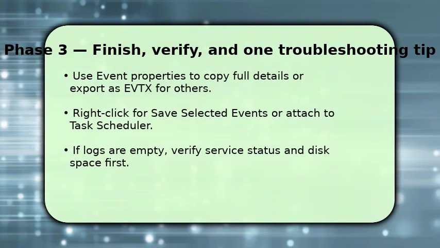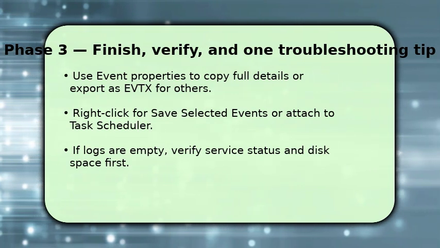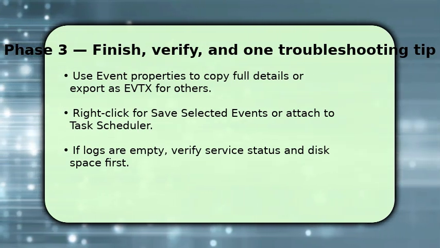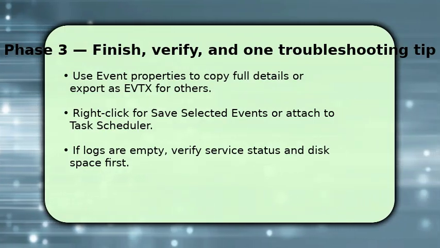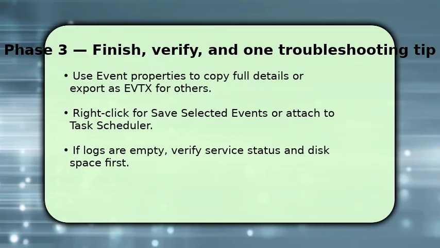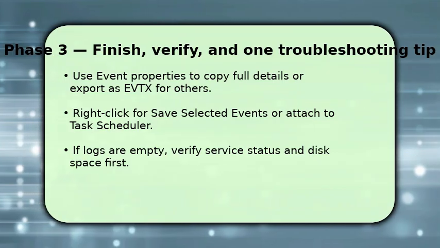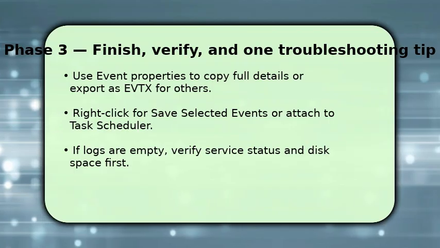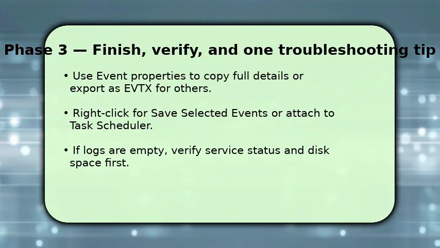You finish by analyzing and preserving evidence. Open an event, copy the full text, or choose Save Selected Events to export an evtext file for sharing. Once done, you can create a task scheduler action from an event to automate responses or attach a custom view to streamline monitoring. If nothing appears when you expect events, check that Windows Event Log service is running, confirm disk space and log size limits, and then restart the service before rechecking entries.